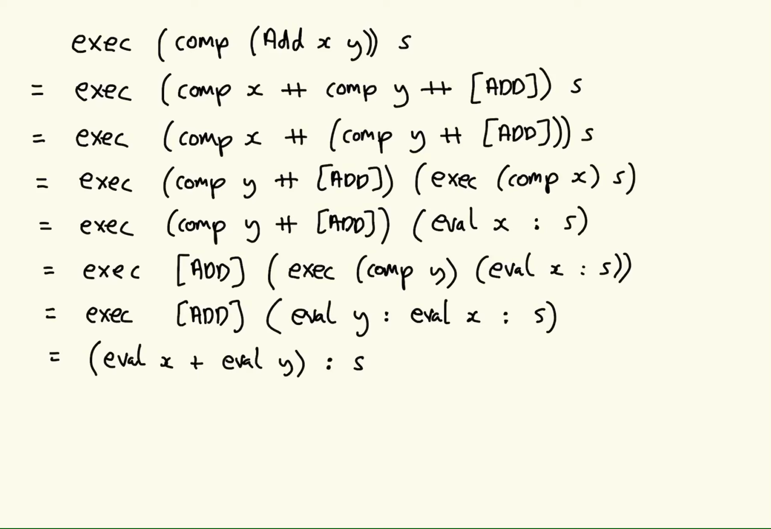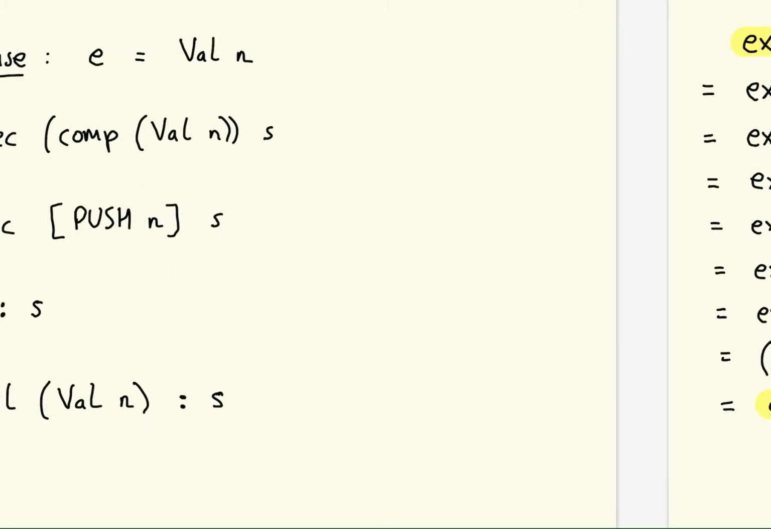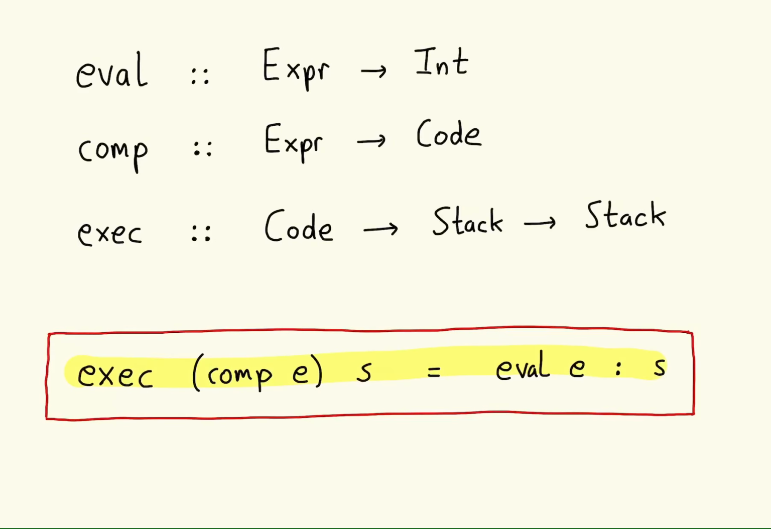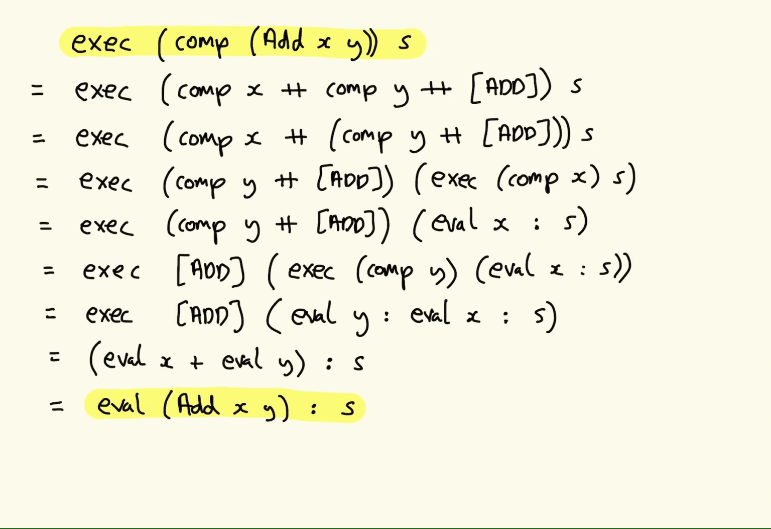So to complete the calculation, it's very obvious what we're going to do now. What we have is eval of x and eval of y, and that's exactly the same thing as eval of add x, y, given the stack s. And this completes now the inductive calculation, because we have shown that this term here is equal to this term here, which is exactly the form of our correctness equation where E is the addition of two sub-expressions x and y. So this completes now the inductive proof.